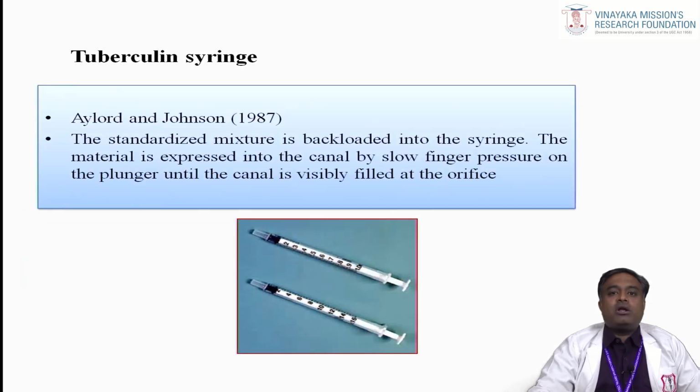So next is the tuberculin syringe. It will be the same as the insulin syringe. It was given in 1987 by Ireland and Johnson. A standard mixture is backloaded into the syringe. The material is expressed into the canal by slow finger pressure on the plunger until the canal is visibly filled up to the orifice.